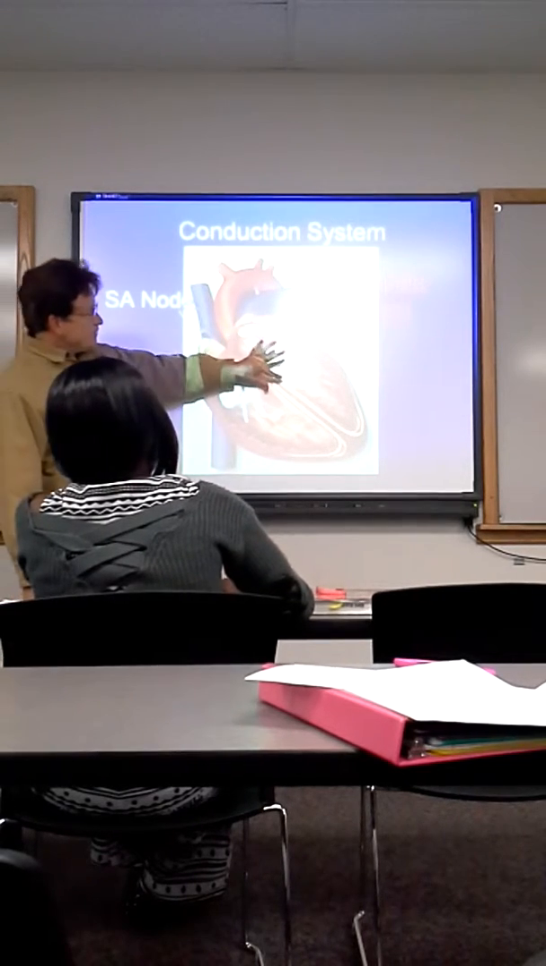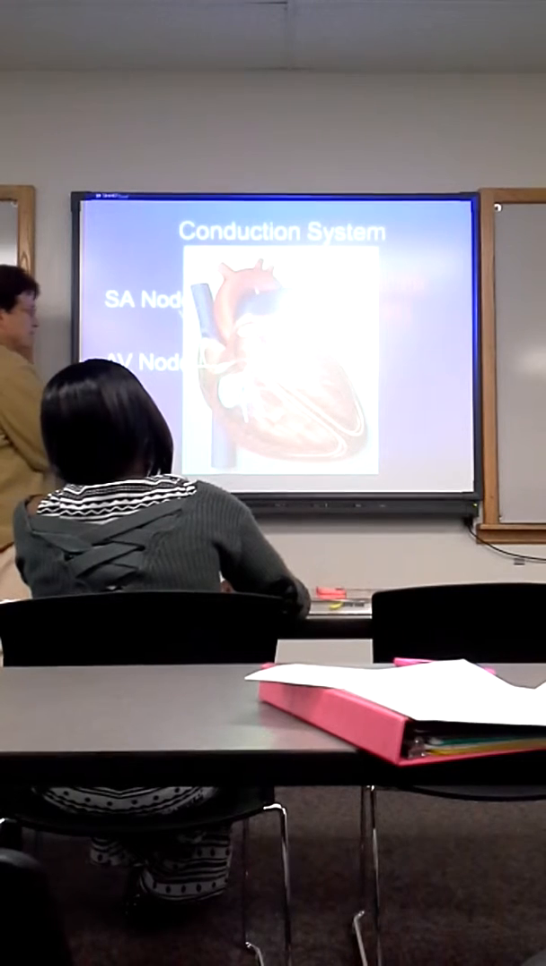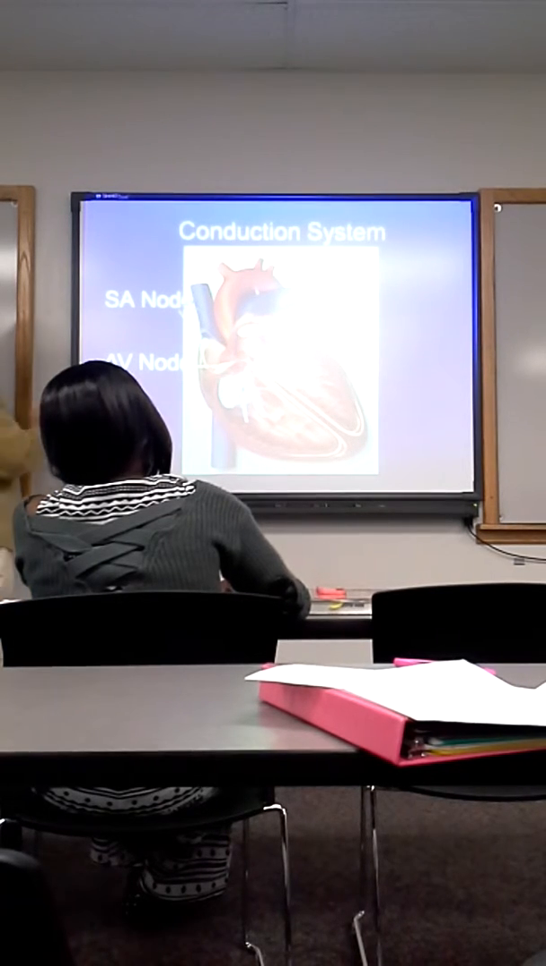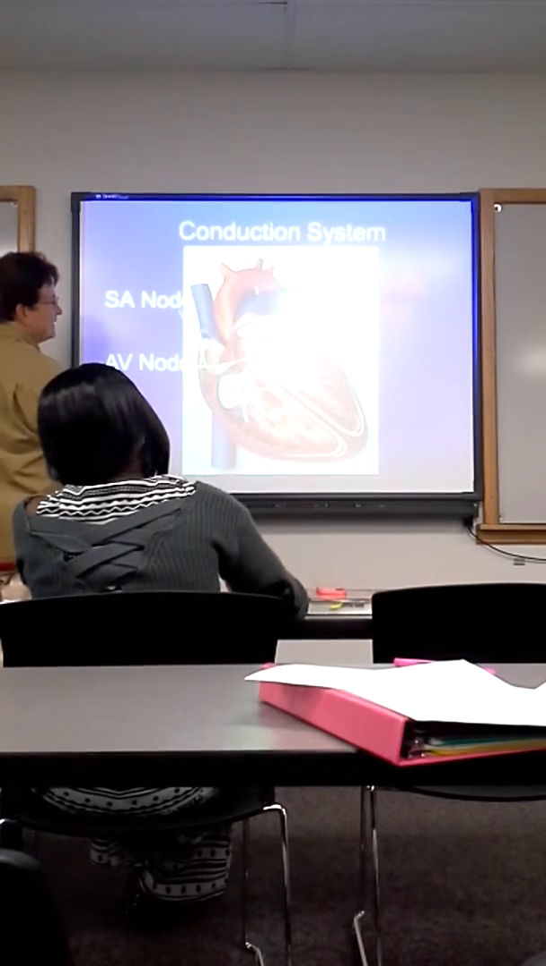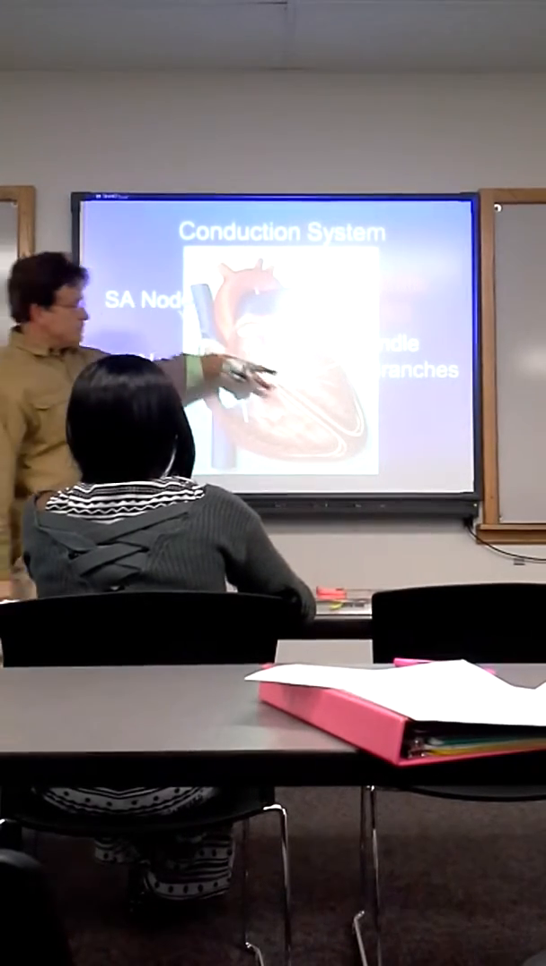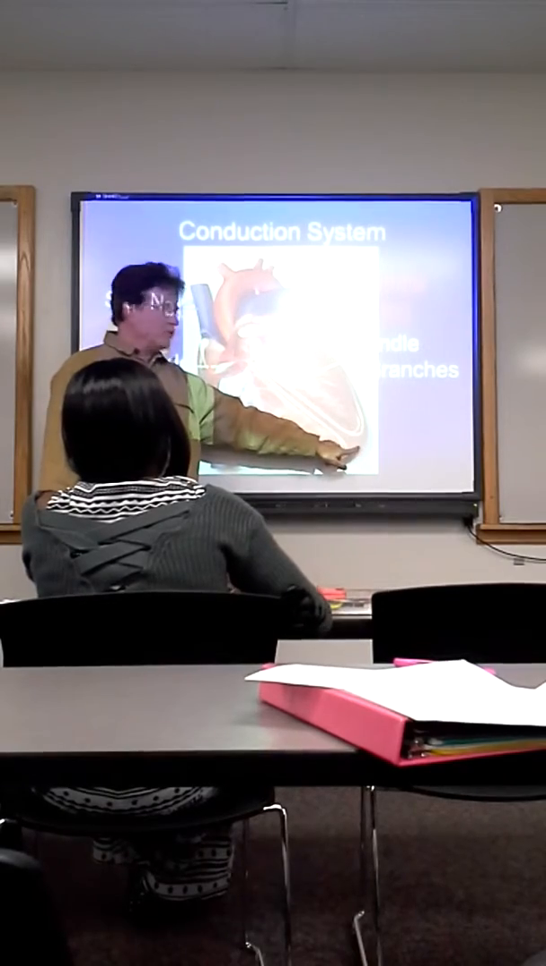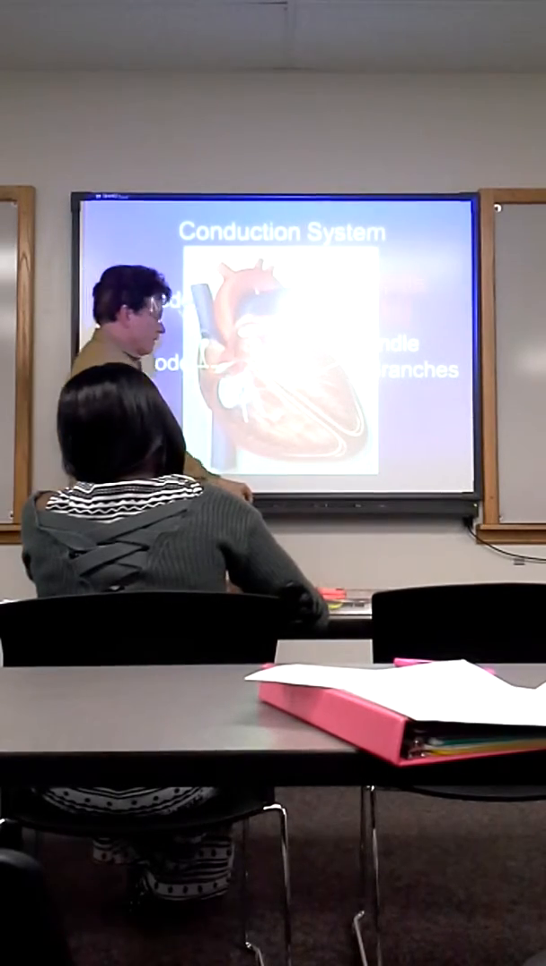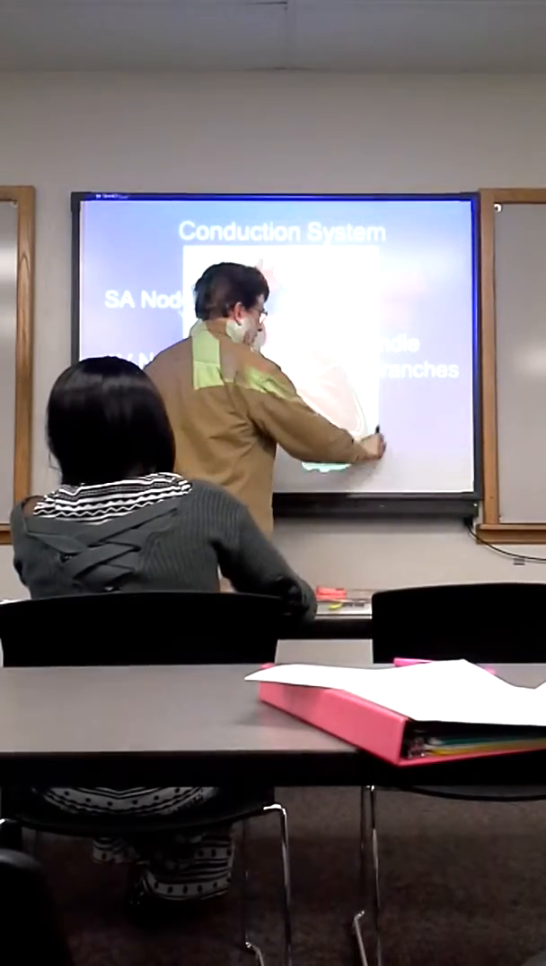The bundle of His then splits into two branches, the right and left bundle branches. So we're going backwards again. Which takes the action potential all the way down to the pointy portion of the heart, which is called the apex of the heart.